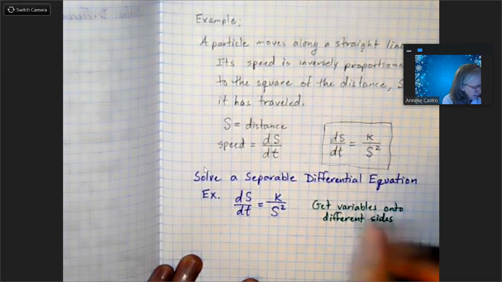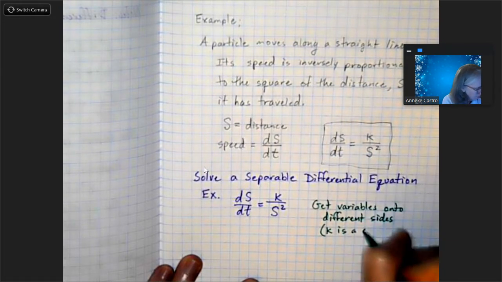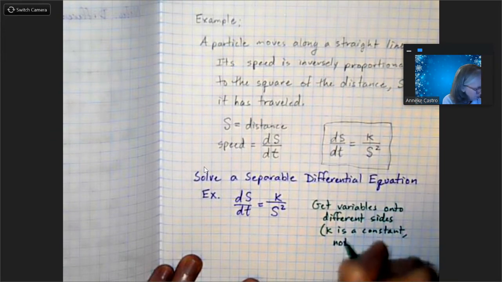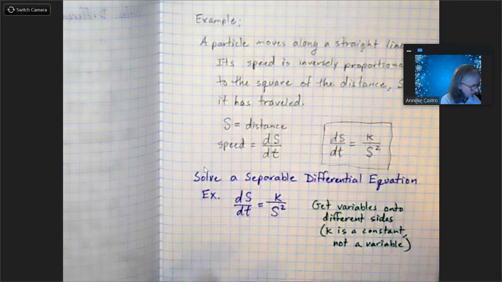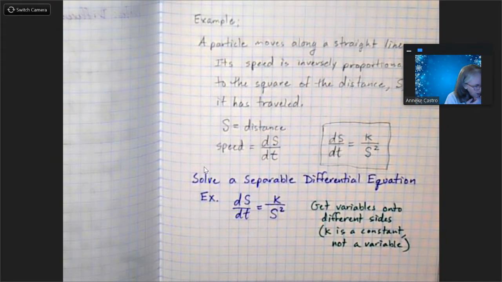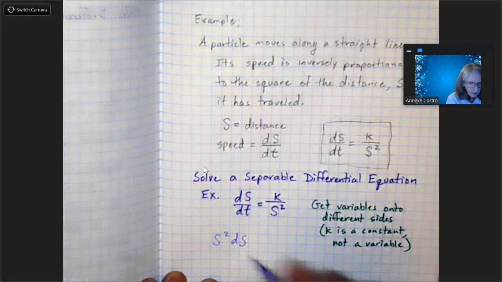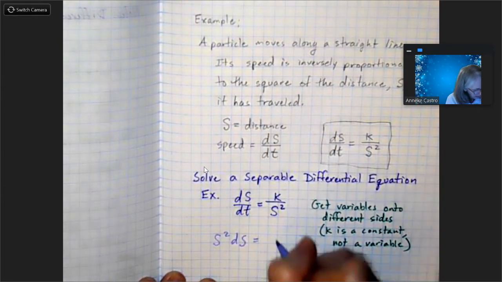And remember, k is not a variable. K is a constant, not a variable, so it really doesn't matter where it ends up. If I multiply both sides of this equation by s squared, I'm going to end up with s squared ds on the left. And on the right, if I multiply both sides of the equation by dt, I'm going to end up with k dt.